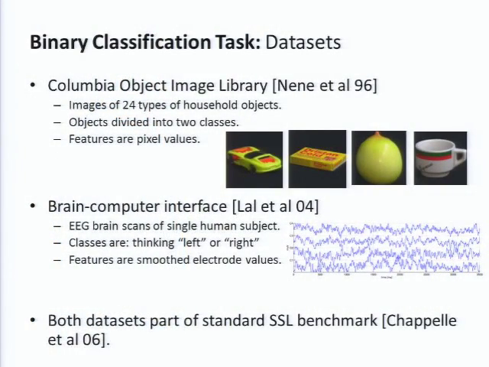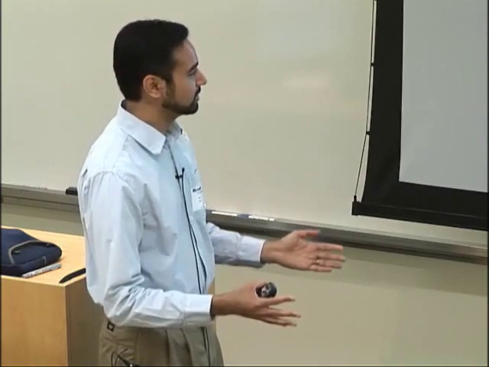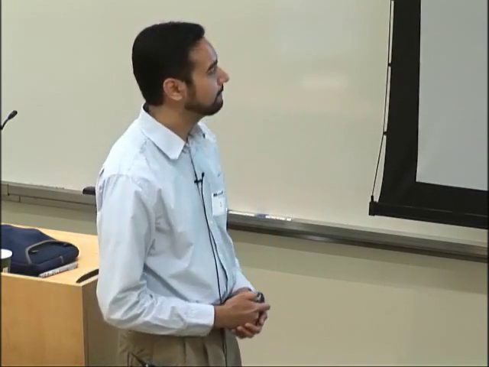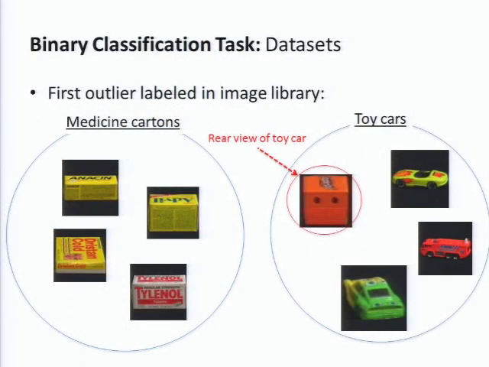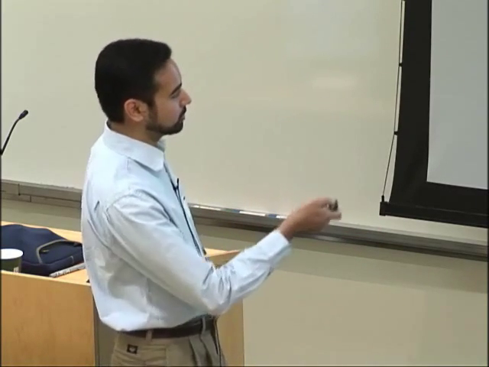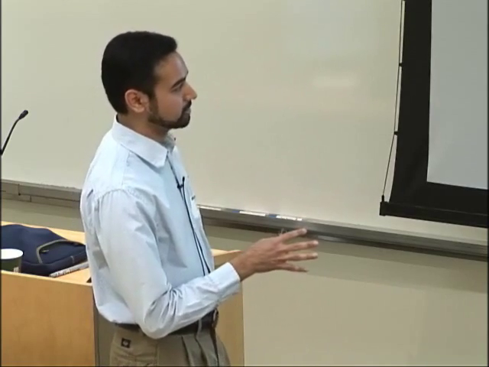And we tried this on a couple of different image data sets. The first is the Columbia Object Image Library. This is a data set of household images. And the second is a data set of EEG brain scans. These are both part of a standard semi-supervised learning benchmark. And to give you an idea of what an outlier in these data sets is, here is the most outlierish example in the Object Image Library data set. These two classes are medicine cartons and toy cars. And on the right, circled in red, although it doesn't look like it, this is actually a picture of a toy car. It just looks like a medicine carton because of the strange angle of the image. So this is the first outlier in the data set.